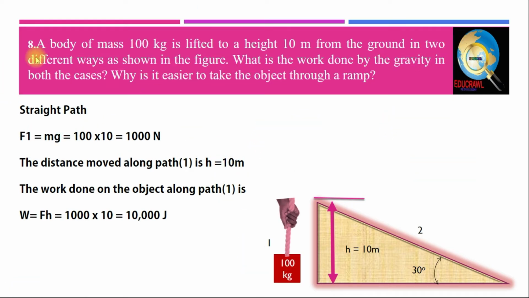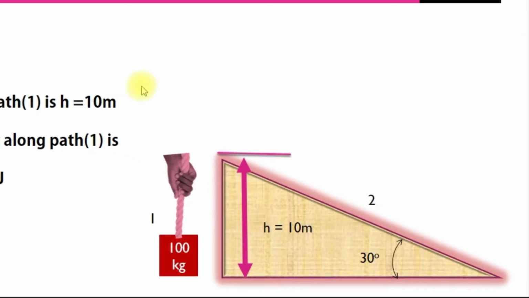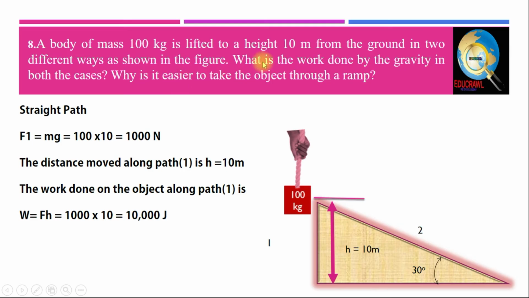Eighth problem. A body of mass 100 kg is lifted to a height of 10 meters from the ground in two different ways. See the first way, which is shown in the animation. What is the work done by gravity in both the cases? First case, it is lifted like this. Second case, it is shown in the second slide, where we lift the object through the ramp. And here the question is, what is the work done by gravity in both the cases? Then we have to find why it is easier to take the object through the ramp.